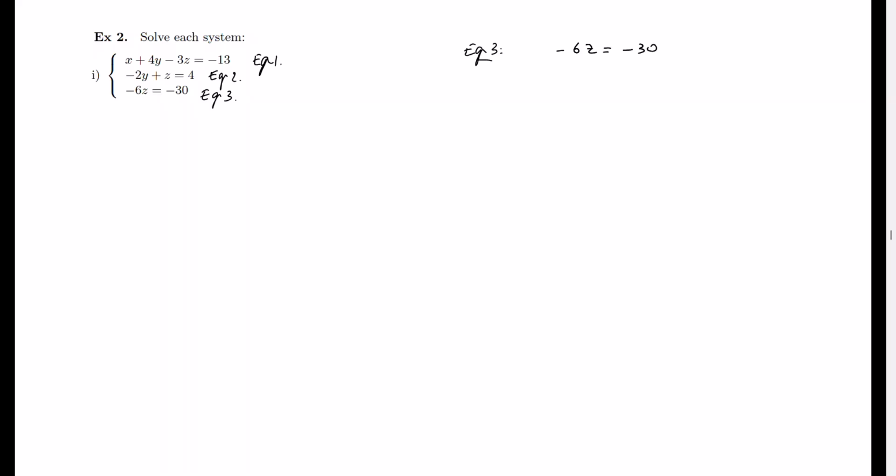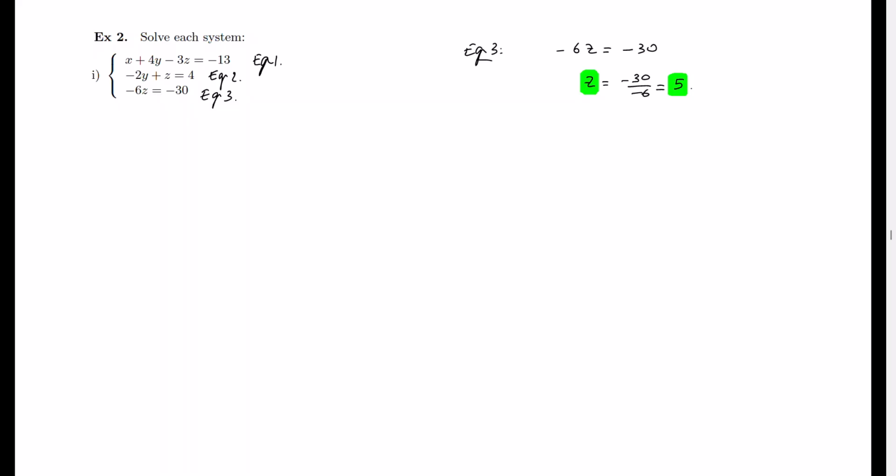Now, if we pay attention to equation number 3, we can already tell that negative 6z is equal to negative 30, which is easy to solve, right? If I divide negative 30 by negative 6, I get that z is equal to 5. So this is a freebie. And why is this happening? This is happening because the system we were provided with is already in that triangular form that we like. The third equation has only one variable, the middle equation has two variables, and the first equation has three variables.